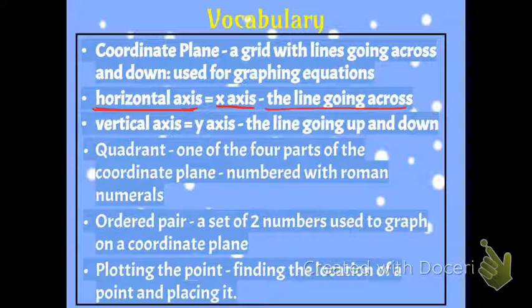Okay, then there's also the y-axis, which is also called the vertical axis. Vertical axis, y-axis. So vertical is up and down. So it's the line going up and down.